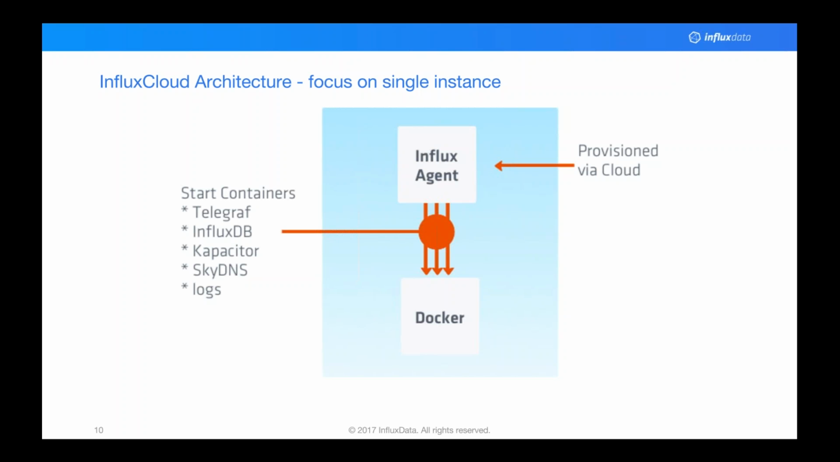And obviously, there are some containers that are running only in some servers. For example, InfluxDB is running only in the cluster servers. We also ship Capacitor that runs in a different container and things like that. All these containers, and the order in which we need to start them, are handled by the Influx agent.